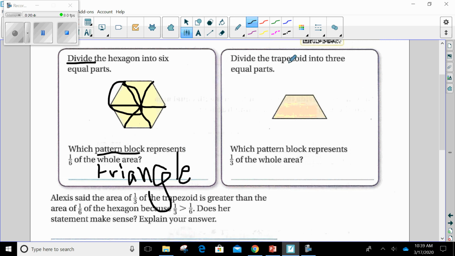Okay, we're going to divide this trapezoid. It only has one set of parallel lines into 3 equal parts. We did that earlier, didn't we? Which pattern block represents 1/3 of the whole area? Right here, it tells it's a triangle.